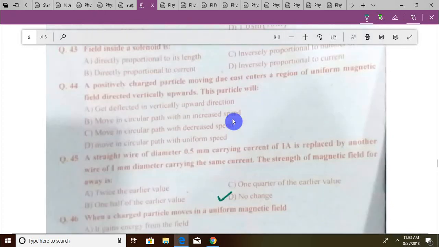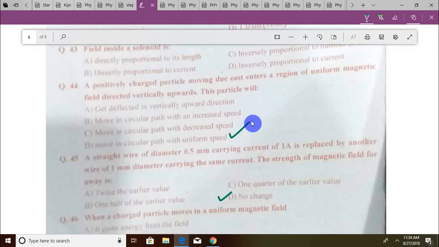So we have a positively charged particle moving due east and it enters a region of uniform magnetic field which is directed vertically upwards. This particle will, use left hand rule, so magnetic field is upwards, from north to south, direction is eastwards. It will get deflected in vertically upward direction, no. Move in a circular path with increased speed, no. Move in a circular path with uniform speed, yes.